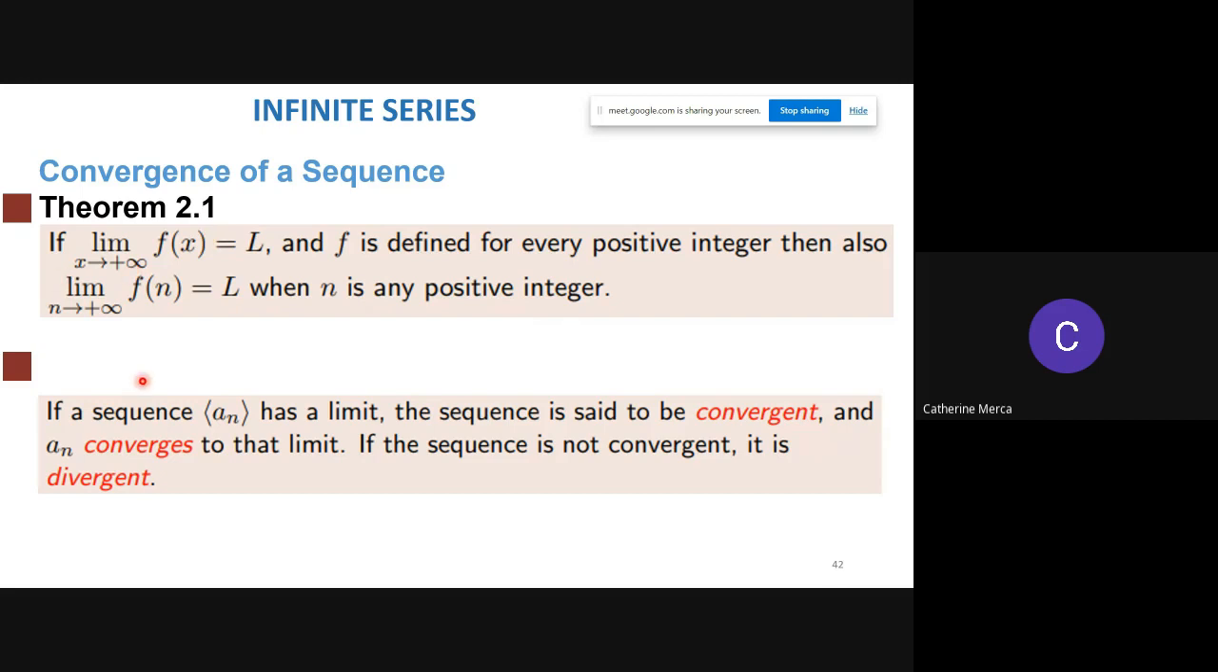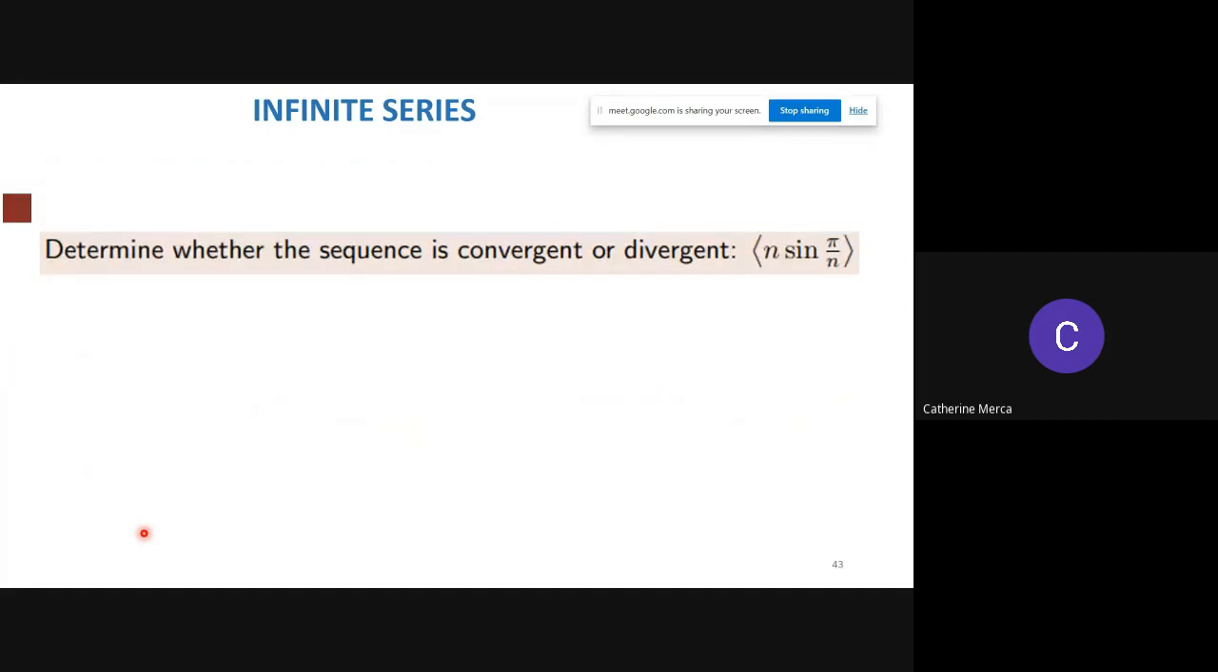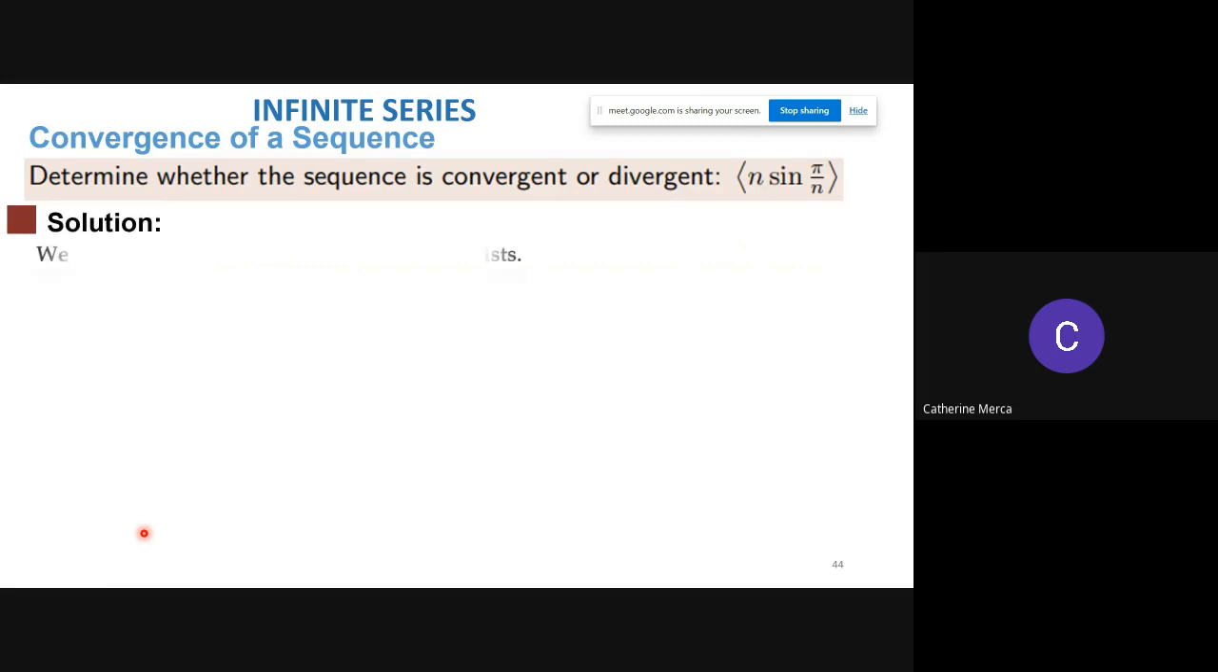And if a sequence a sub n has a limit, the said sequence is said to be convergent, and a sub n converges to the limit. Otherwise, pag hindi siya convergent, then it is divergent. So, determine whether the sequence is convergent or divergent. And I still explain this, so we have 3 more minutes. Let me just explain it briefly para mahuman yun. Determine whether the sequence is convergent or divergent.